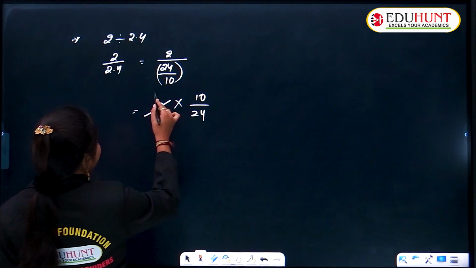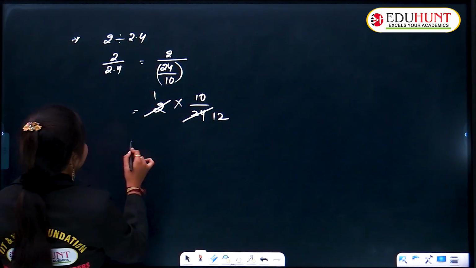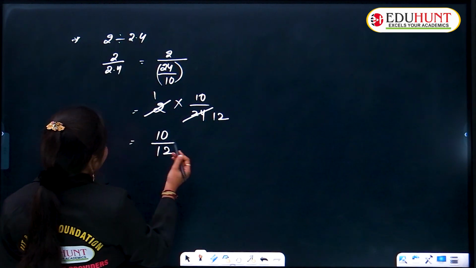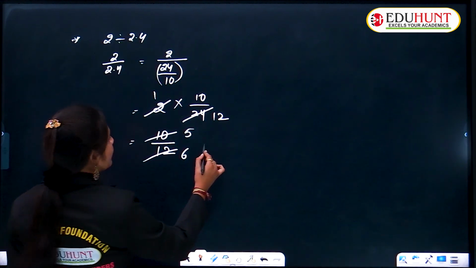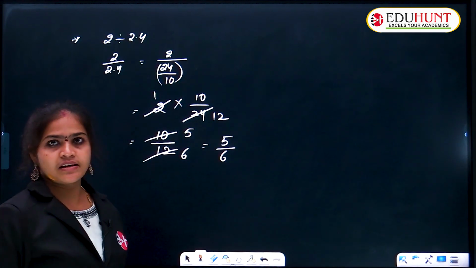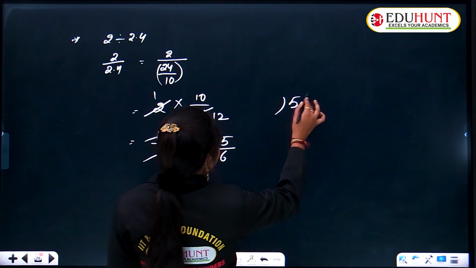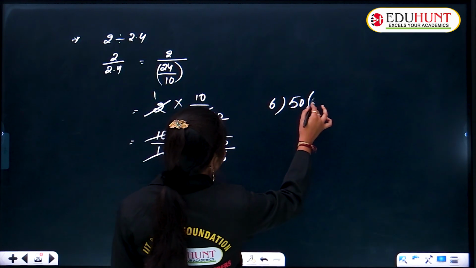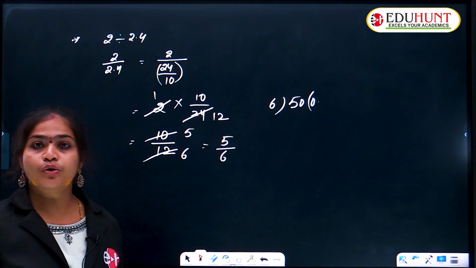Now cancellations again: 2 ones are 2, 2 12s are 24. Finally here 10 by 12. And cancellations: 2 5s are 10, 2 6s are 12. Finally what is the answer? 5 by 6 in fractions. Now what is the answer in decimal? In decimal, the answer means 5 divided by 6, 0, and keep the 0 here. 6 9s are 54, but it is more, right?